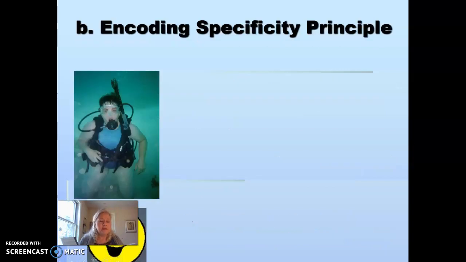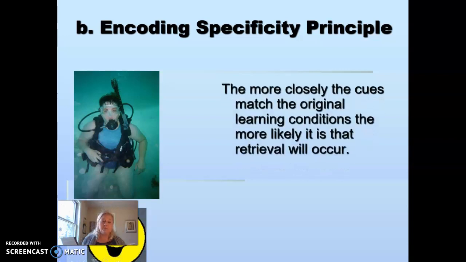Another thing that affects our retrieval is something called the encoding specificity principle. That's a hard word to say. So the more closely the cues match our original learning conditions, the more likely it is that retrieval will occur.